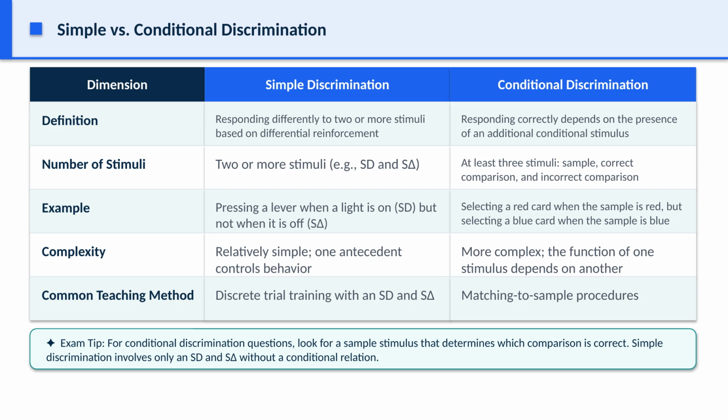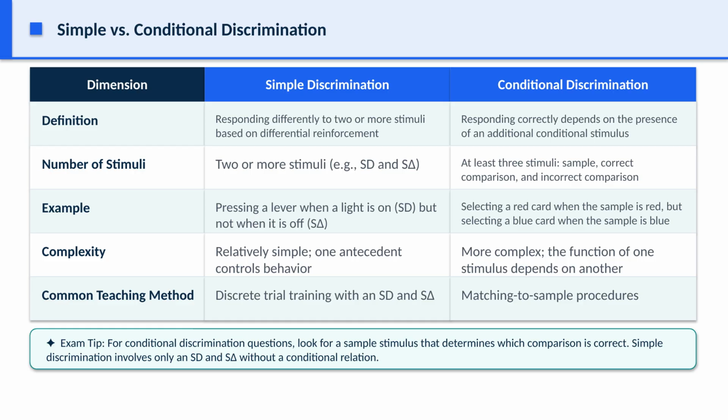The correct response depends on an additional conditional stimulus. For example, in a matching to sample task, selecting a red card is correct only when the sample is red, but you must choose blue when the sample is blue. Here, the function of each comparison stimulus changes based on the sample.